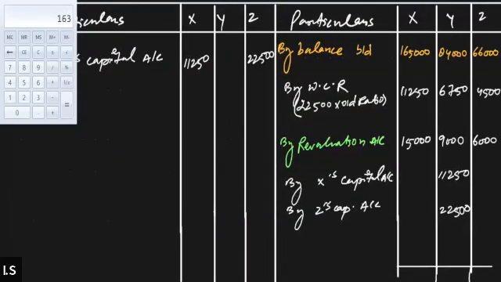Okay. So 1,65,000 plus 11,250 plus 15,000. So the sum total of the credit side for X is 191,250. Similarly, we'll do the same thing for Y. It will be 84,000 plus 6,750 plus 9,000 plus 11,250 plus 22,500. So the sum total of the credit side of Y is 133,500. And the same will be done for Z as well. 66,000 plus 4,500 plus 6,000. So this is 76,500.